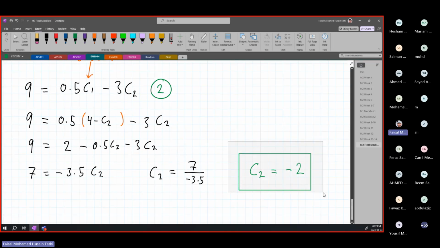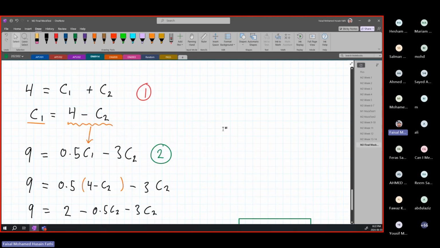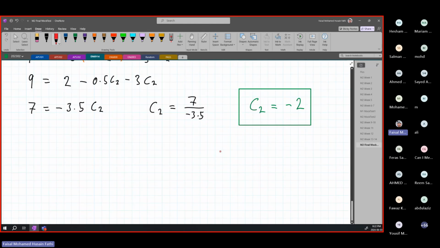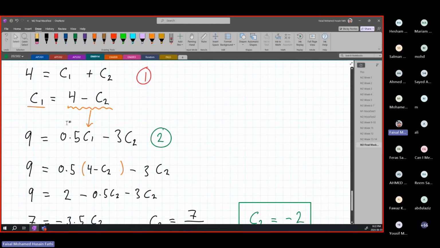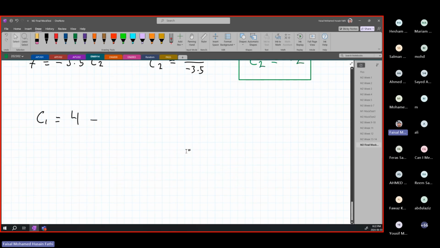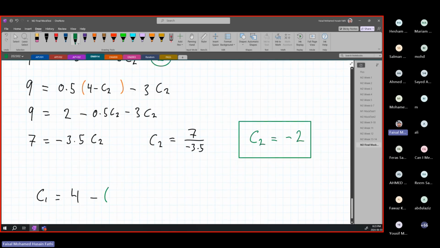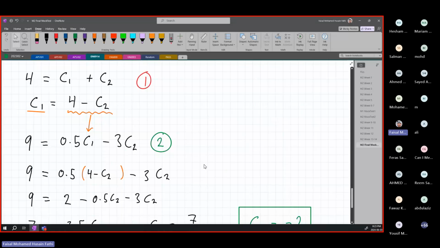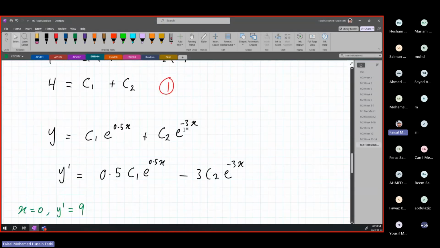Now that we have found our C2 value, we are going to plug this back into equation 1 so we can find C1. So now we want to find C1. C1 is equal to 4 minus C2, which is negative 2. All right, this is from equation number 1. Therefore, we know now that our C1 is equal to 4 minus minus 2, which is simply 6. With this being said, now we have our C1 and C2 values.